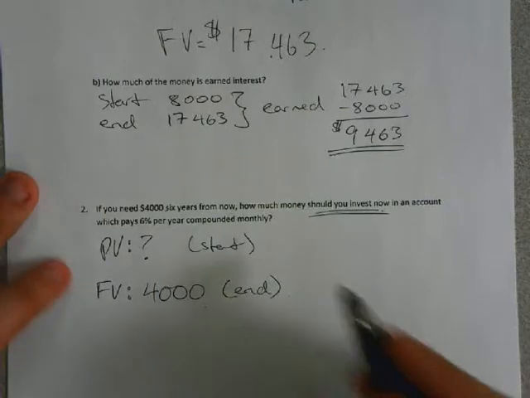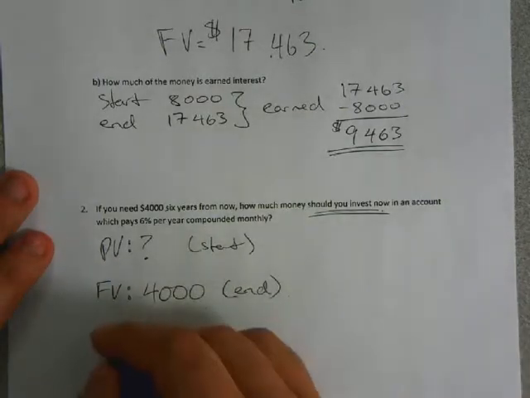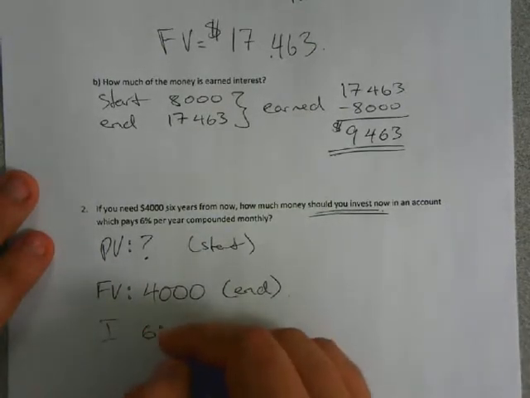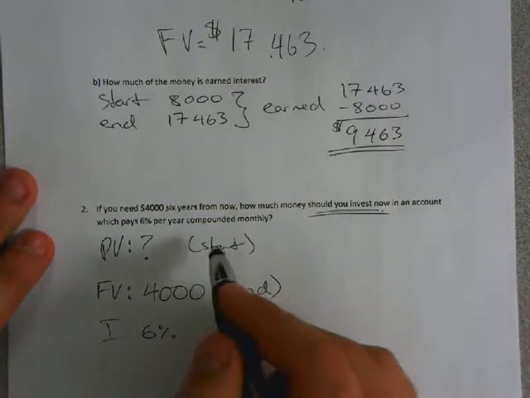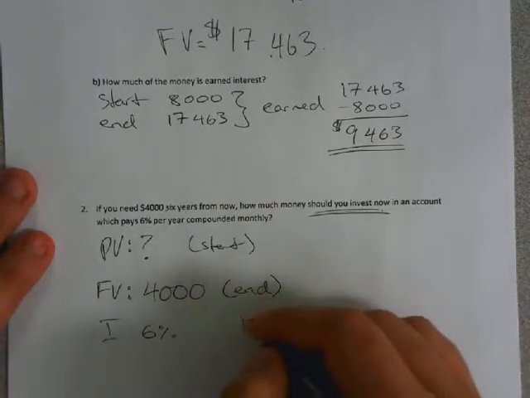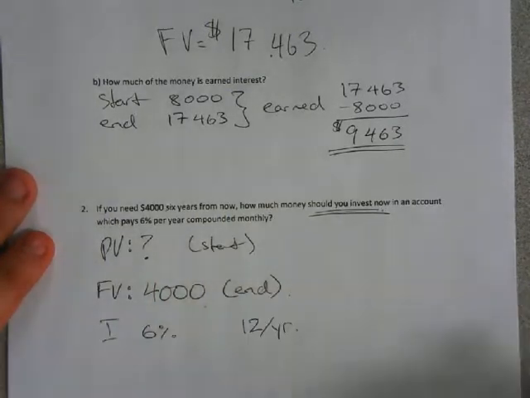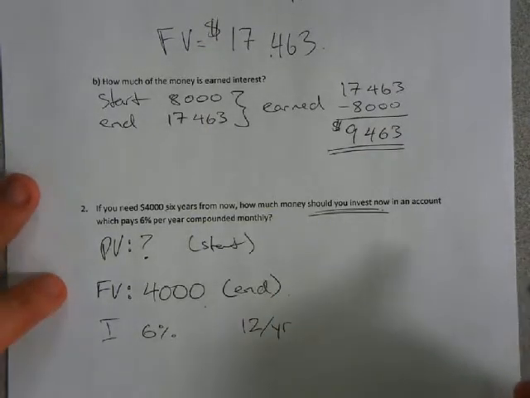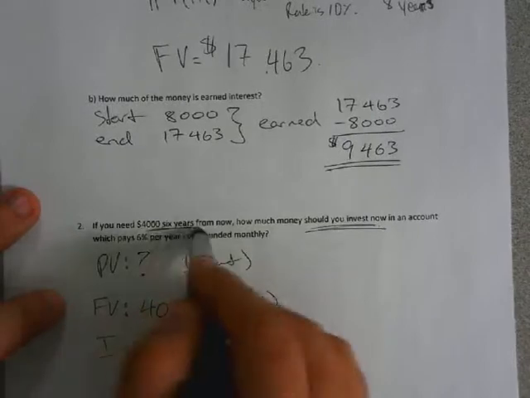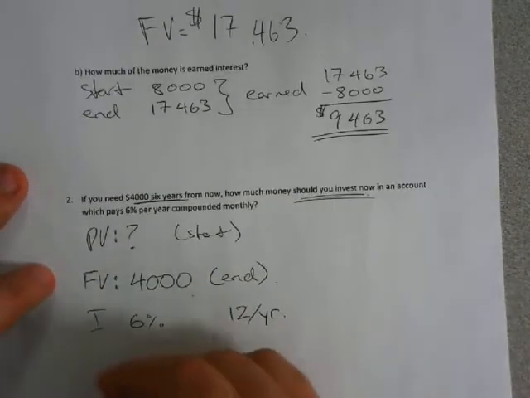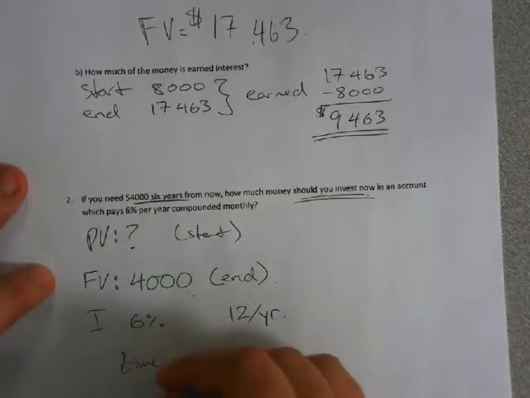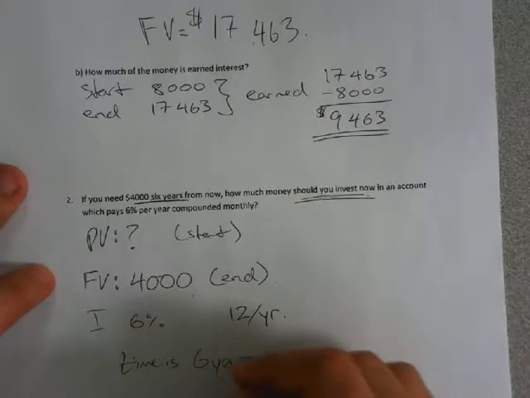Okay? So the account is 6%, so the interest is 6%. It's compounded monthly, so it's 12 per year, right? 12 compounds per year because it's monthly. And I need $4,000 6 years from now. So the time is 6 years.